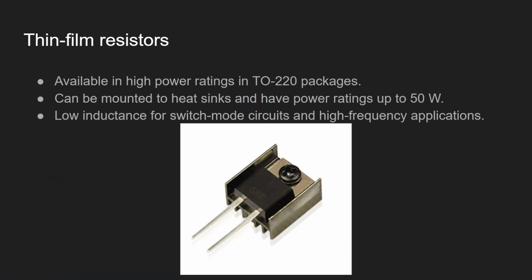Thin film resistors can sometimes be made in this form. This is what they call the TO220 package. With the heat sink here, they can transfer the heat to a heat sink, which allows the heat to be dissipated to the environment as quickly as possible.